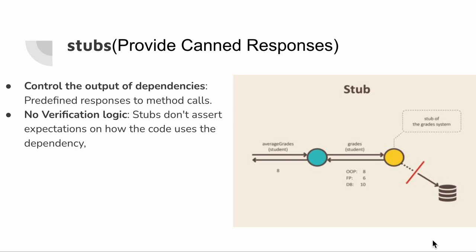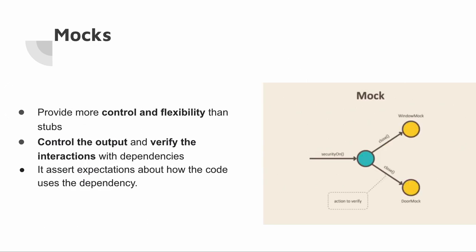For more control, we have mocks. Mocks provide more control and flexibility than stubs. We can take the same example. Suppose in the previous example we created one simplified function in which we stored the grades of the students and returned them. Now in that function I can add some expectations, like if the argument is this, then I will return this.